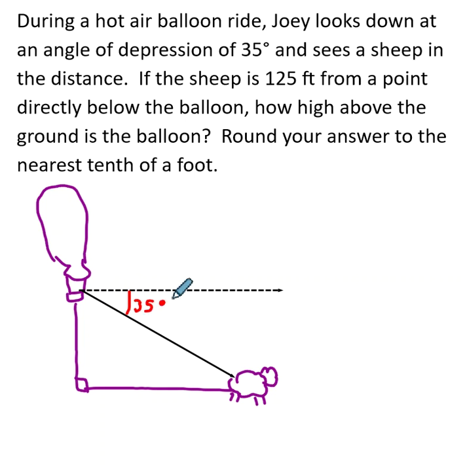This time I'm going to do it without using alternate interior angles. So if that 35 degrees is outside there, if I wanted the angle that's inside, I would do 90 minus 35, which is 55. Okay, the sheep is 125 feet from the point directly below the balloon. So here's the point directly below the balloon. There's our sheep. This distance is 125. How high above the ground is the balloon? x.